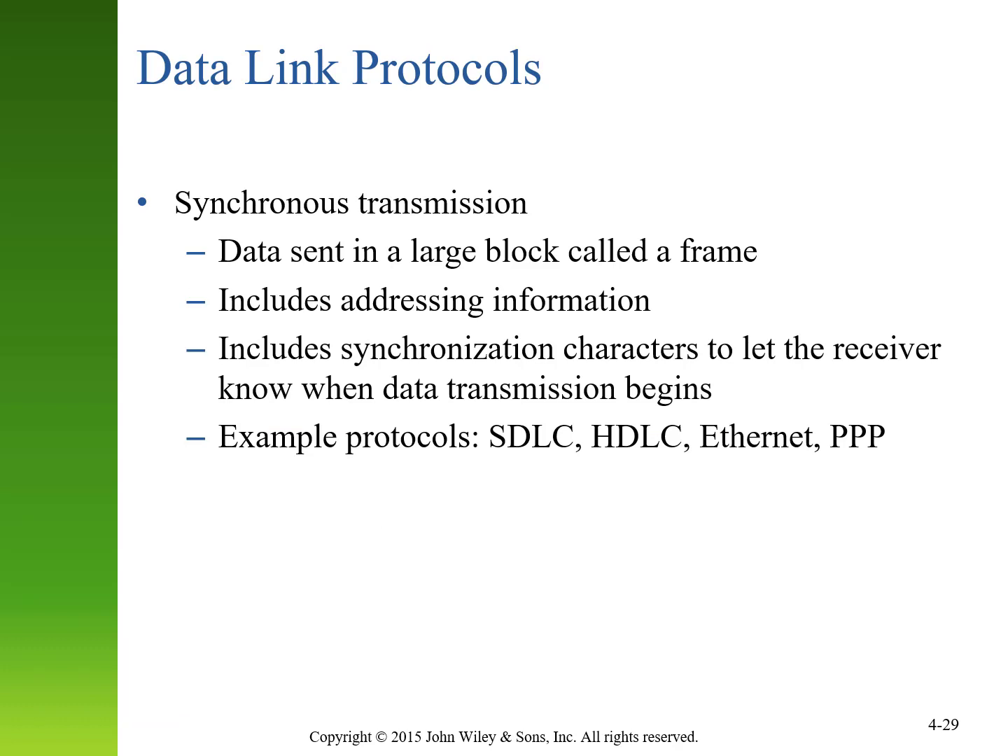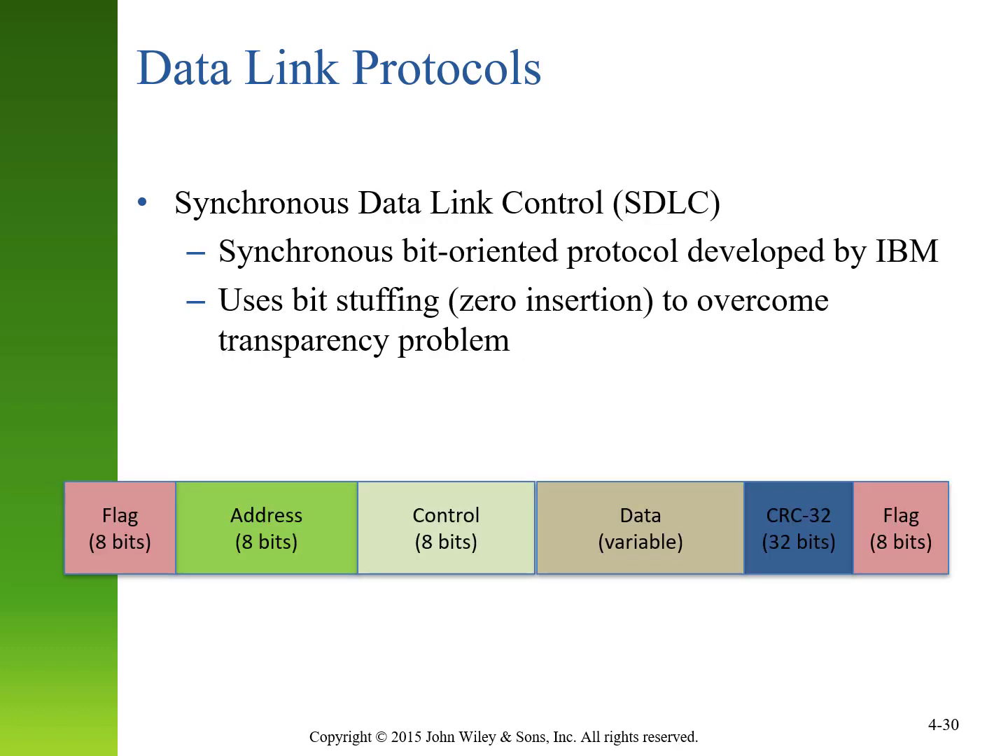Synchronous transmission is sending lots of data in a block called a frame, which would include additional addressing information and include some synchronization characters that let you know when the transmission has begun and when it ends. Some example protocols are SDLC, HDLC, Ethernet, which is commonly used today, and PPP.